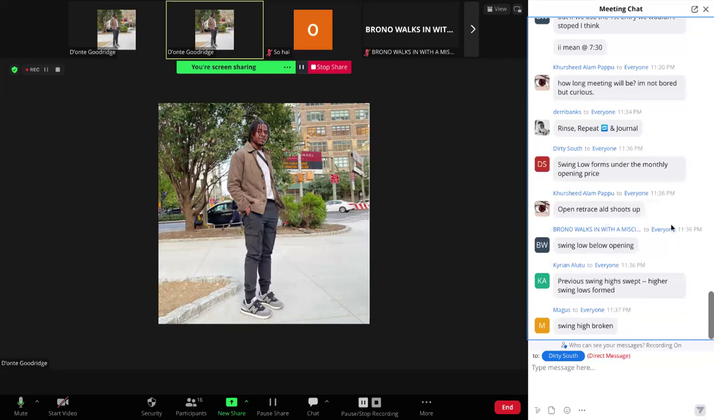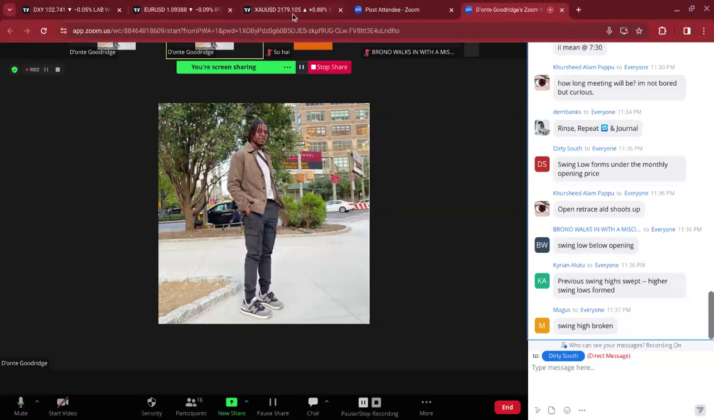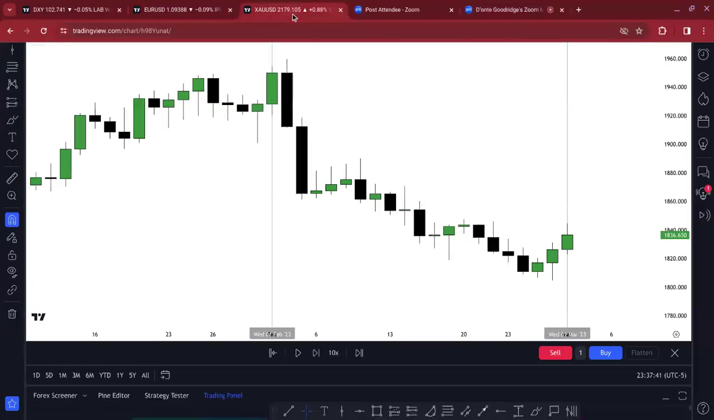Open retracement. Okay. Swing low below open. Correct. Good answer. I like that. Previous swing high swept. Good answer. Swing high broken. Good answer. All right, those are some great answers. So that's the bullish condition. Let's start on the bullish condition. Those are all good answers.